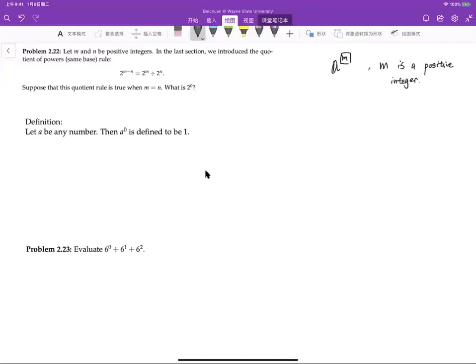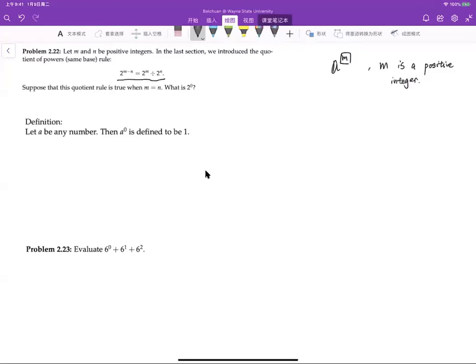But can we generalize it to a zero exponent or a negative exponent? We cannot do it by the original definition directly. So instead, we'll generalize it by using some properties. So let's look at problem 2.22. Let m and n be positive integers. In the last section, we introduced the quotient of powers, right? So this is property 2 we just discussed.